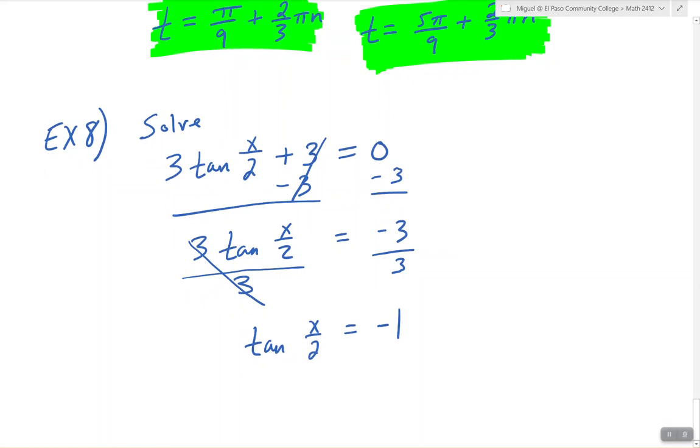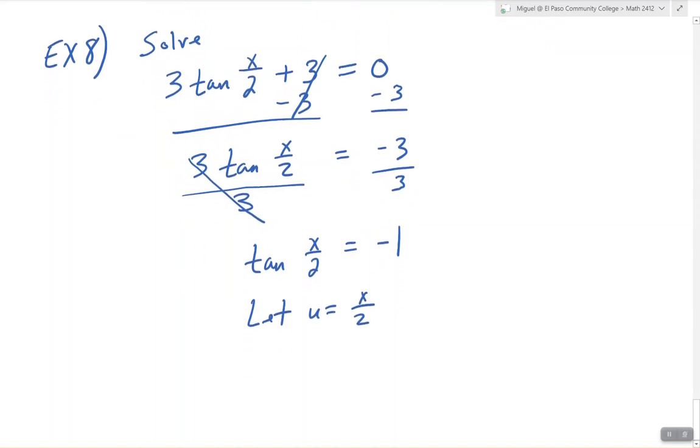Again, if a multiple angle or a half angle confuses you, you can use substitution here. So here I would let u be x over 2. So I would figure this out first. Tangent of u is negative 1. When is tangent negative 1?